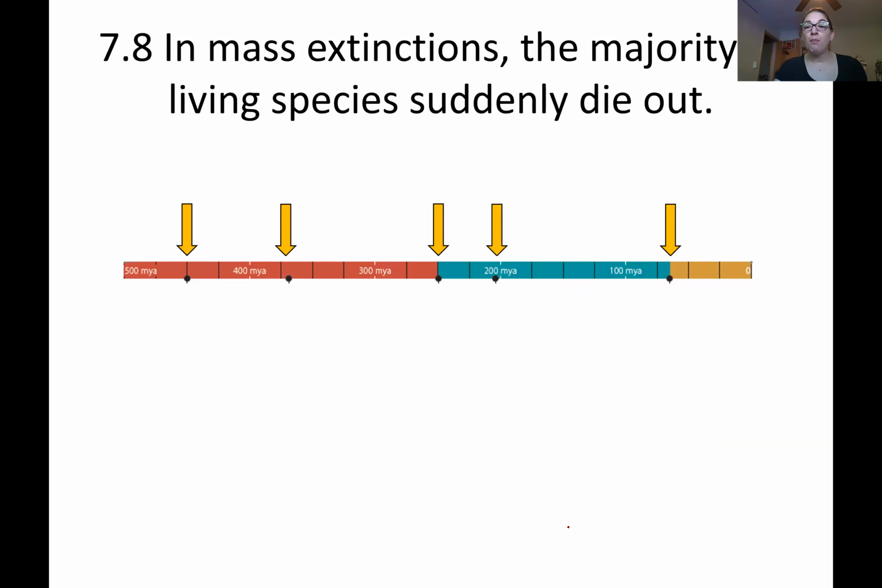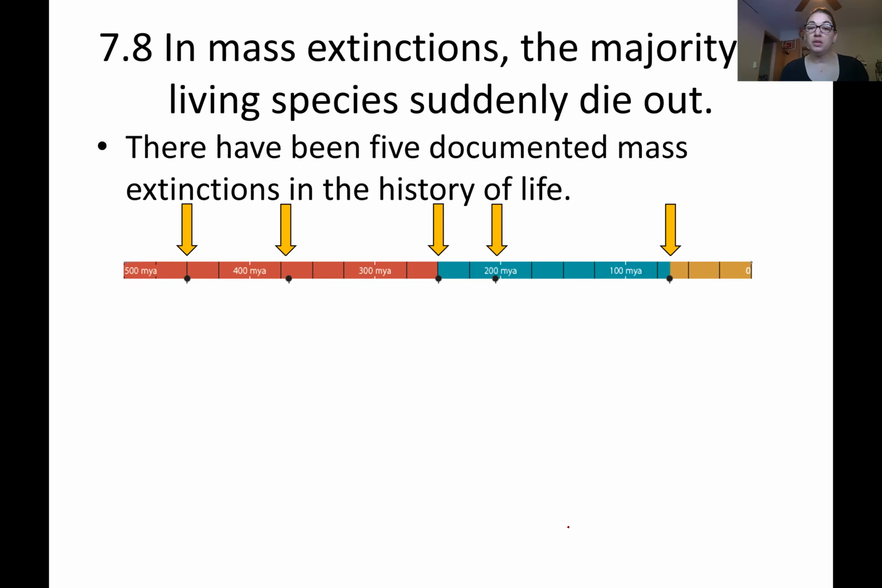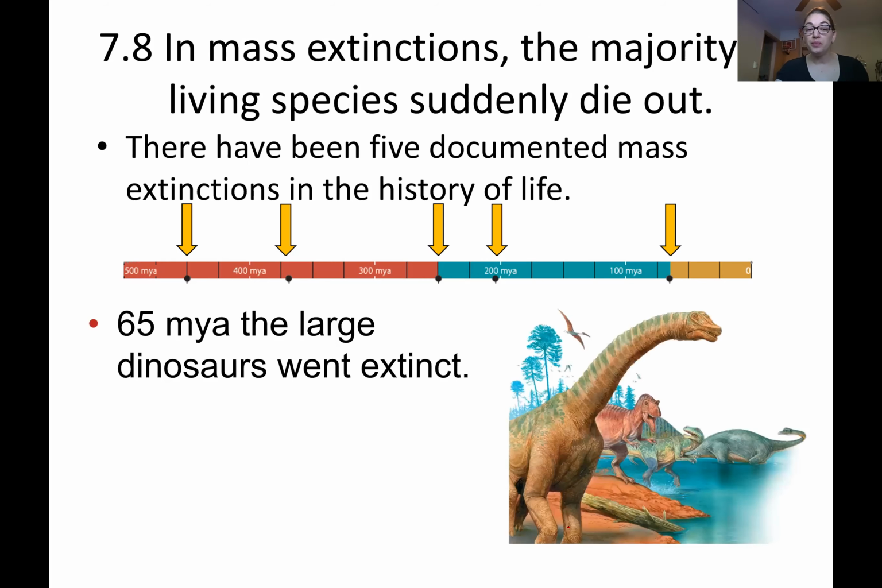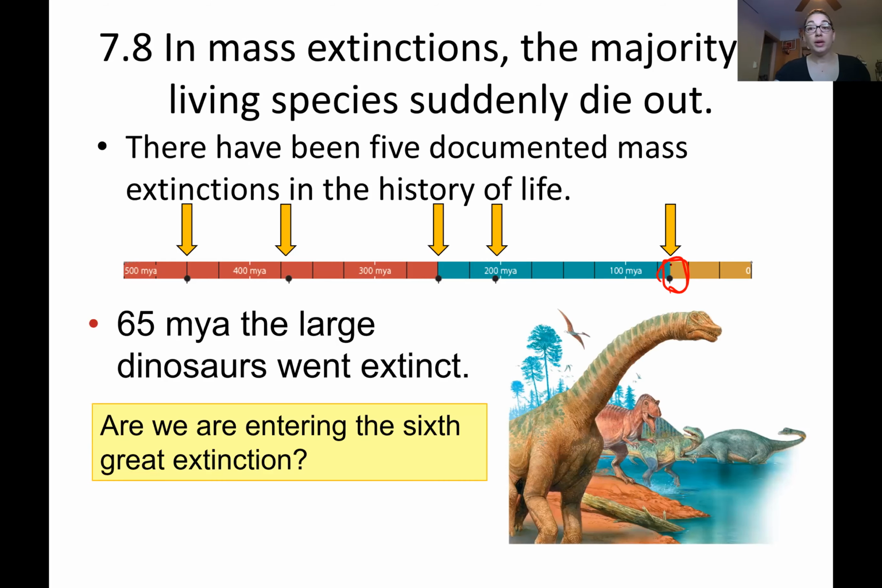Okay. In mass extinctions, the majority of living species will suddenly die out. There are 5 documented mass extinctions that we know of. The most recent, right here, was 65 million years ago, and this is when the large dinosaurs went extinct. A question that people are discussing: are we entering the 6th great extinction? Because we are experiencing global warming. Global warming is usually followed by an ice age. And if that does actually occur, we could be entering into our sixth great extinction. We don't know if that's truly happening, but it is hypothesized.